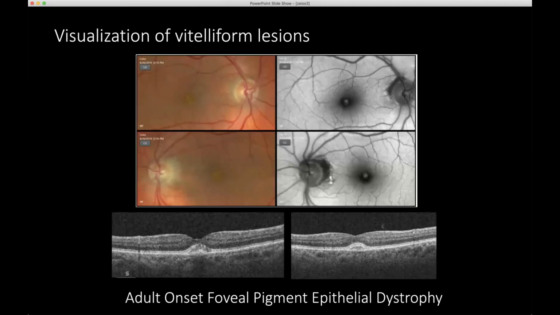More commonly in my clinic, vitelliform lesions can occur both in this case, which is an adult onset foveal pigment epithelial dystrophy, which is a form of inherited pattern dystrophy, but also as a complication of reticular and cuticular drusen. And then in this case, subretinal deposits accumulate due to RPE dysfunction. It's important to differentiate this from choroidal neovascular membranes. So usually these patients have a relatively good visual prognosis, and most importantly, these lesions don't respond to anti-VEGF therapy.